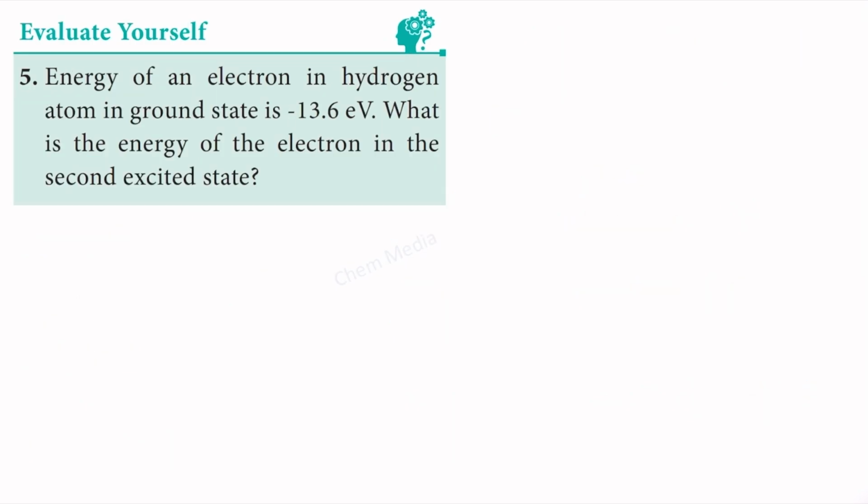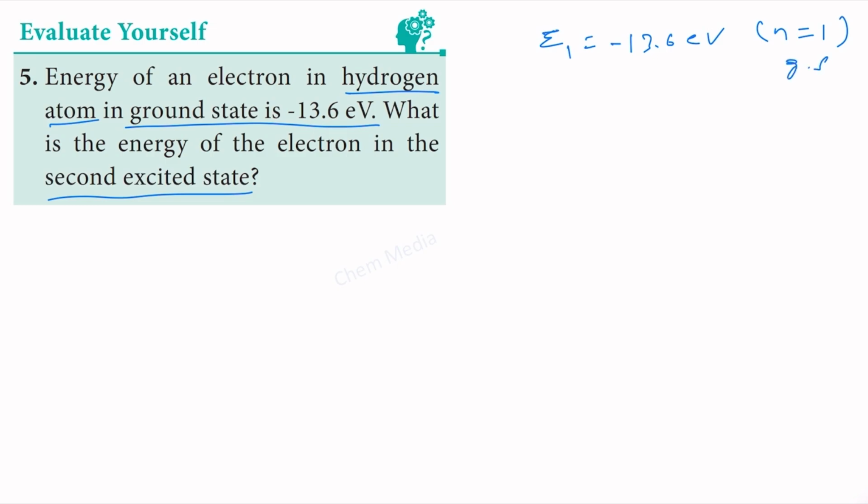Let's do question number 5. Energy of an electron in hydrogen atom in the ground state is minus 13.6 eV. In that case, what is the energy of the electron in the second excited state? The E1 value is given as minus 13.6 eV for the ground state. That means n value is equal to 1. The general expression for the nth stationary state, En is equal to minus 13.6 times Z square divided by n square. Z is the value of the atomic number. For hydrogen atom, it is 1. n is the value of the stationary state.